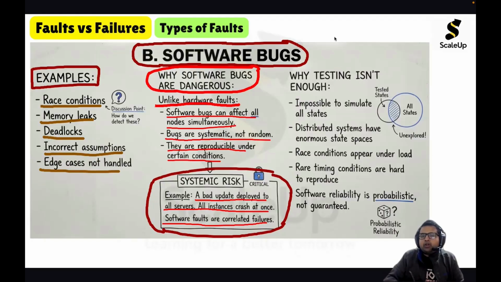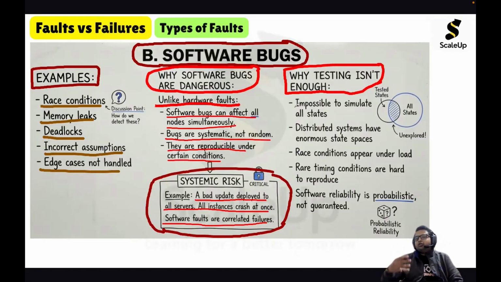Now, one very important point. You will say that, okay, software bugs are dangerous, so let us rigorously test software. Now we'll discuss why testing is not enough. Testing is important, but it's not enough. Why is it so? Because in testing, we are trying to simulate use cases, and it's impossible to simulate all states. There might be many use cases which we might miss out.